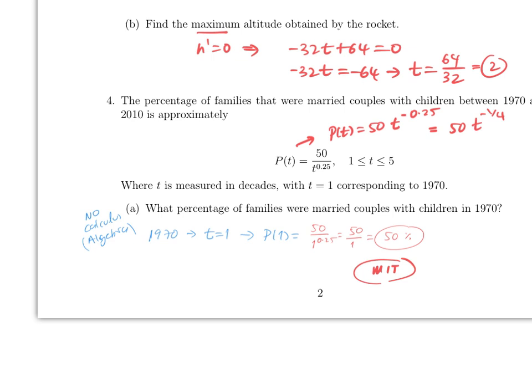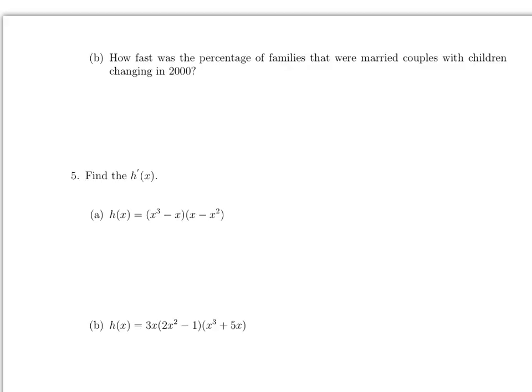So what if I ask you for, say, 1980? What will be the difference if I ask you for 1980? Now this is the question where you're going to need calculus. So remember what P of t was? 50t to the minus 1/4, right? And it says, how fast was the percentage of families that were married couples with children changing in 2000? So it's asking you the derivative at the year 2000.